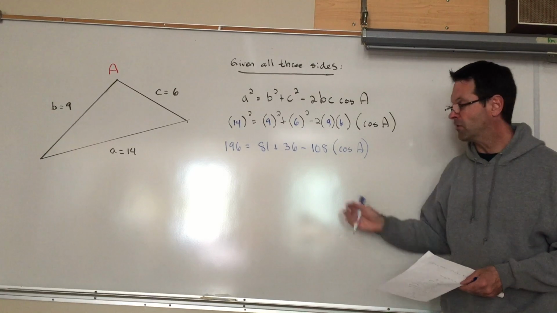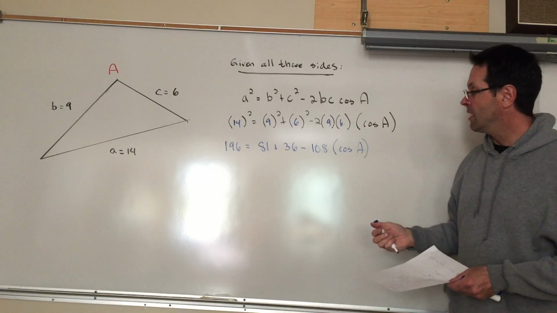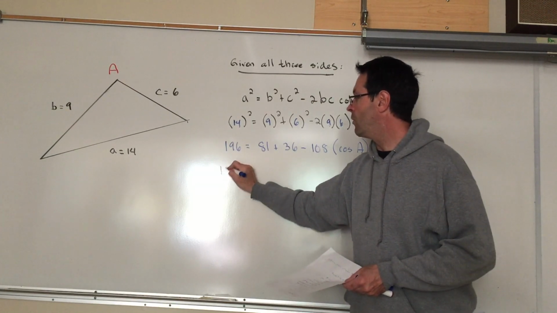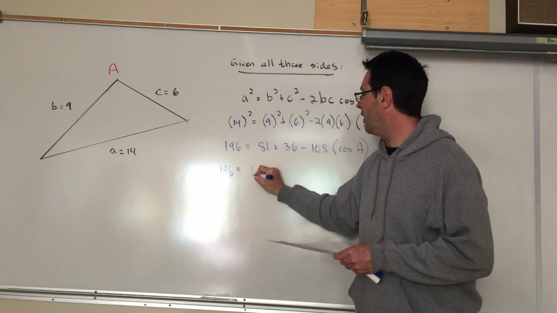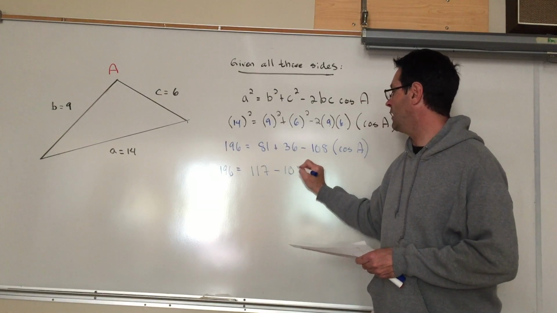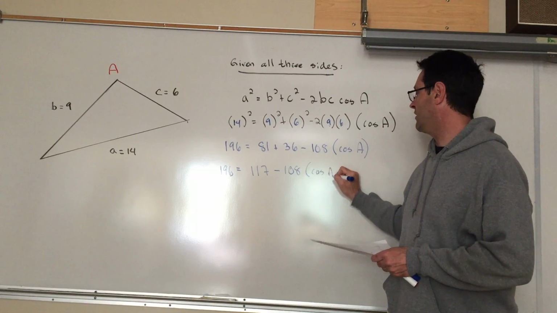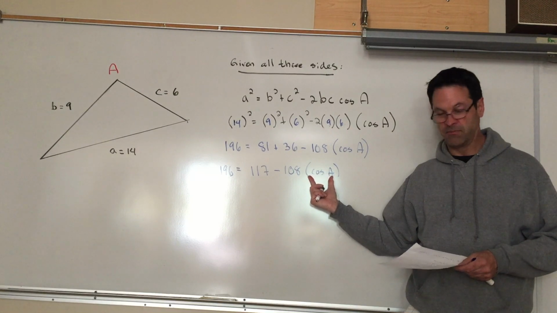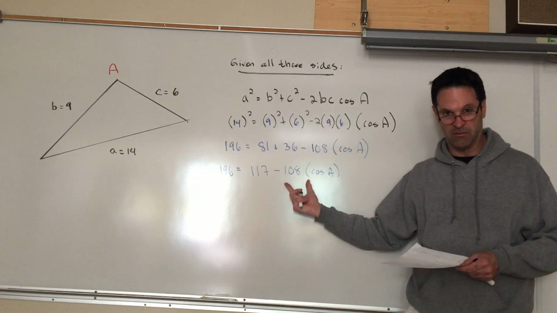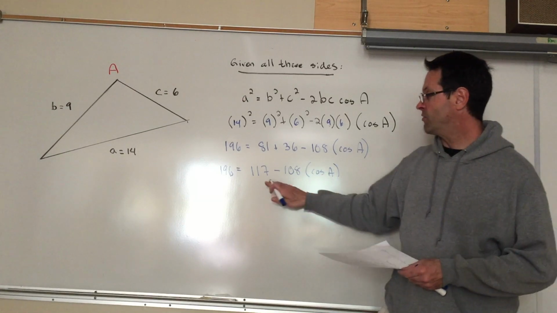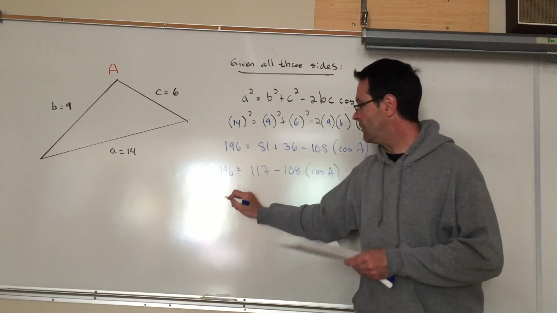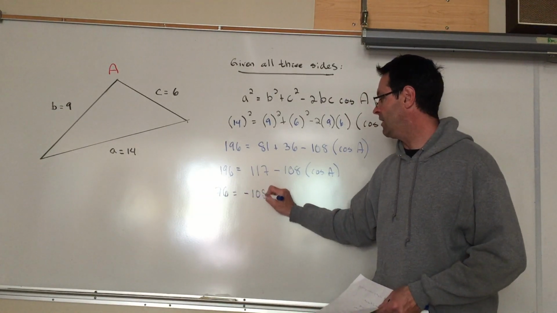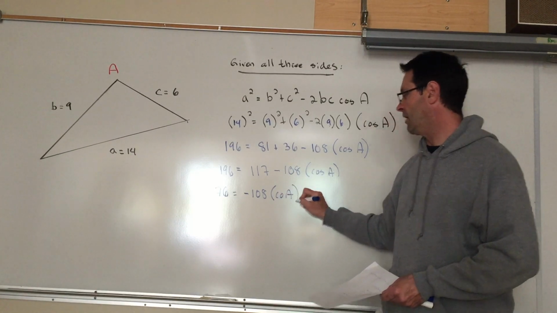Okay, we're just going to have to solve for cosine A. We can add these two numbers together, 81 plus 36. 196 equals 117 minus 108 times the cosine of angle A. We can't combine these. That's 108 times the cosine of A. But we're going to solve here. If I subtract 117 from both sides, I end up with 79 on the left side and negative 108 times the cosine of angle A on the right.